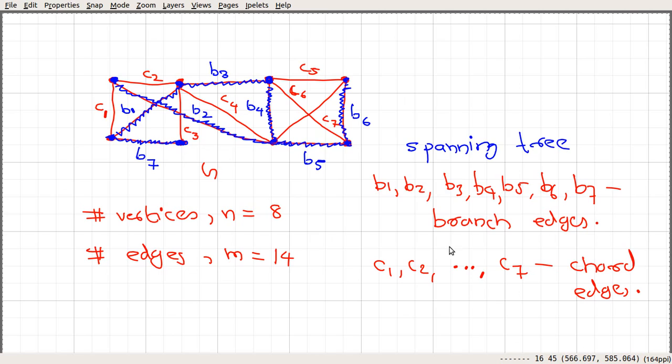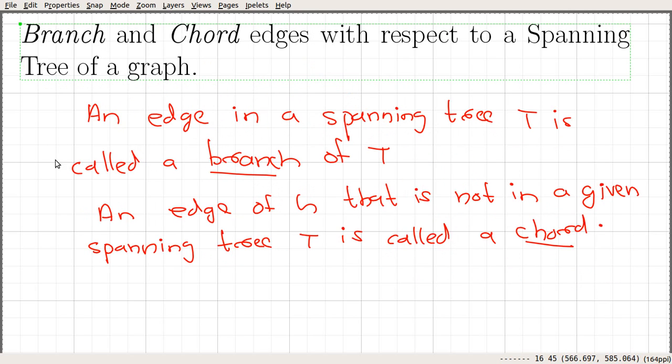And here one thing to remember is that these branch edges and chord edges are defined with respect to a spanning tree. So if you have a different spanning tree, then the branch edges and the chord edges may be different. Let me write that down here.